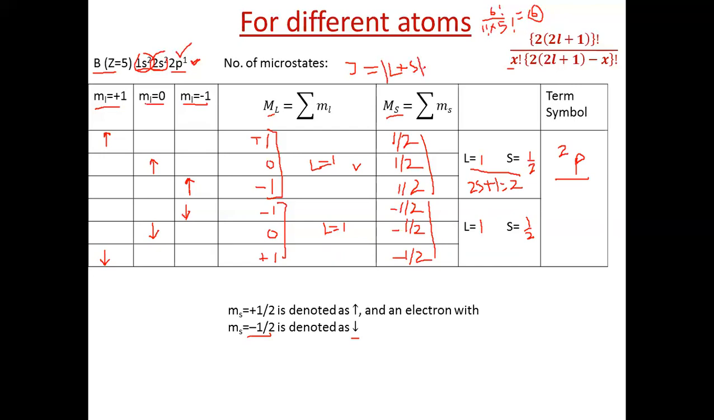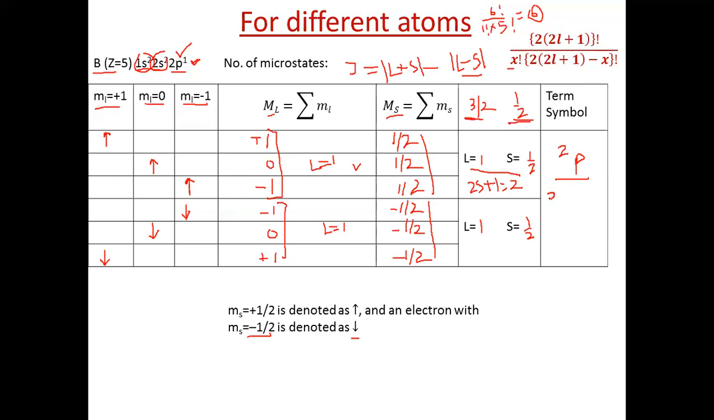We have to go up to L minus S, by a difference of 1. So L plus S is 1 plus half, which is 3 by 2. L minus S is 1 minus half, which is half. So J is L plus S minus 1, that is 3 by 2 minus 1, which is half, and it is equal to L minus S. So it can have two values. J can be either 3 by 2 or half.